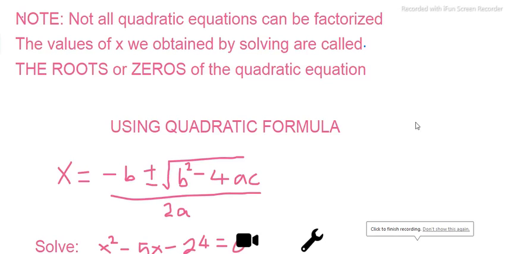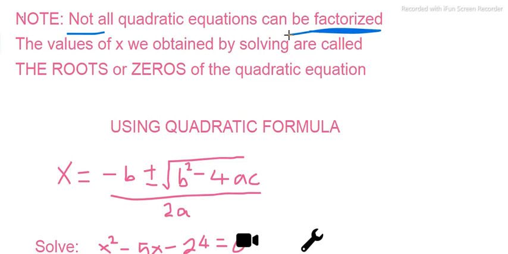So in this video we'll be discussing another method of solving quadratic equations. In the last video we considered factorization. The reason why we have another method is because not all quadratic equations can be factorized. It's not always possible to obtain two factors that satisfy the conditions we talked about under factorization. So that is why we have other methods.